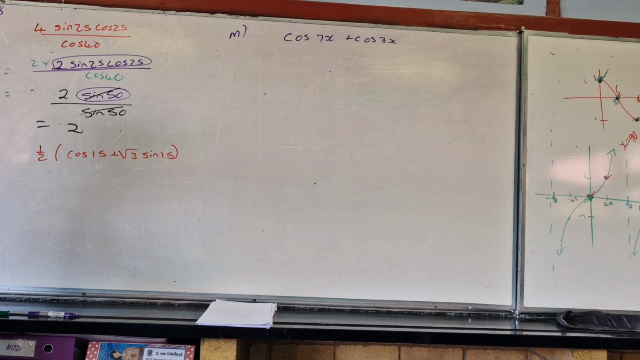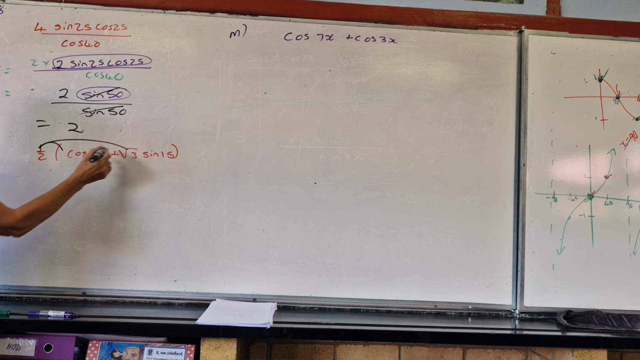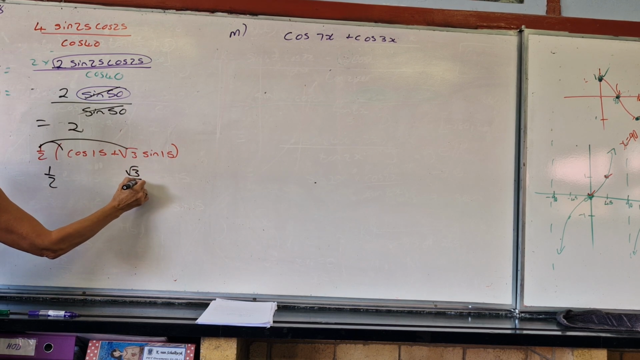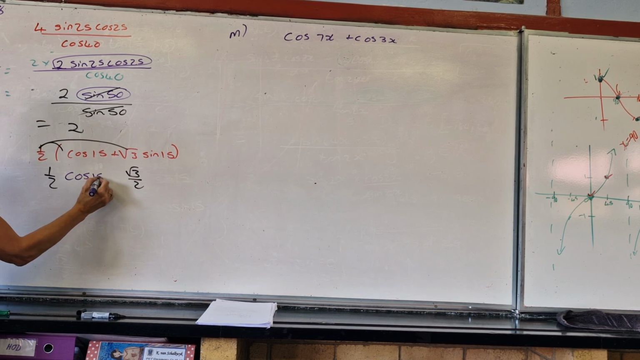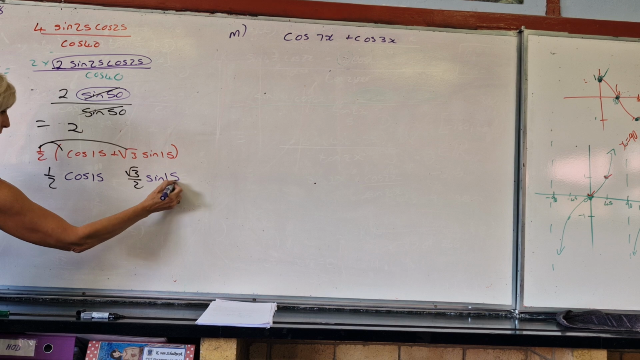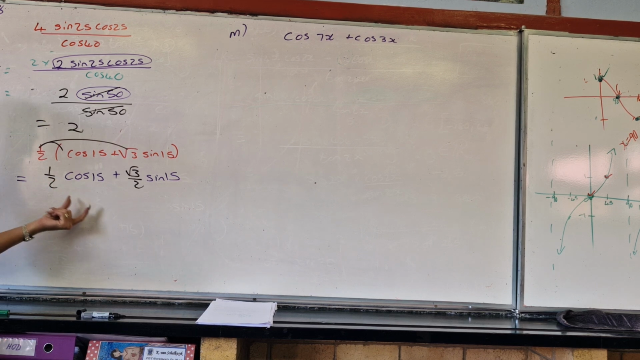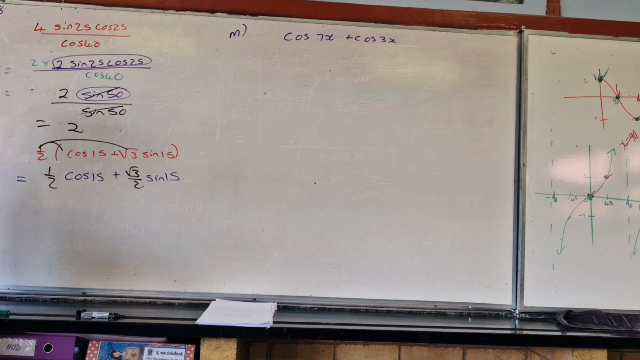But I want to teach you something else. If you times in the half here, what is this going to become? Half, and that's going to be root 3 over 2 of what? Still cos 15, still sin 15. So what actually happened there? I timesed the half in. But a half, root 3 over 2. Oh, special angles.